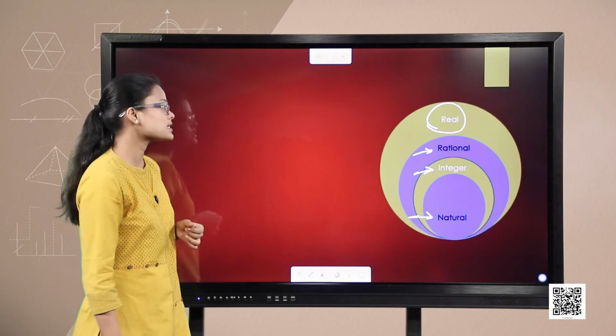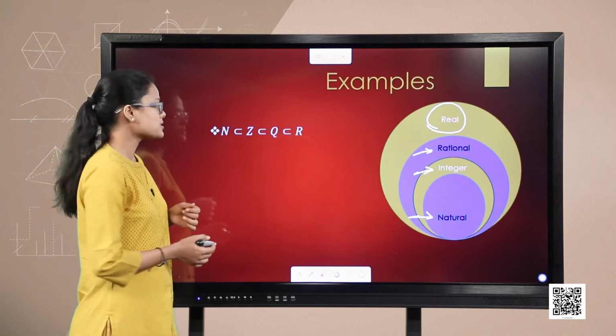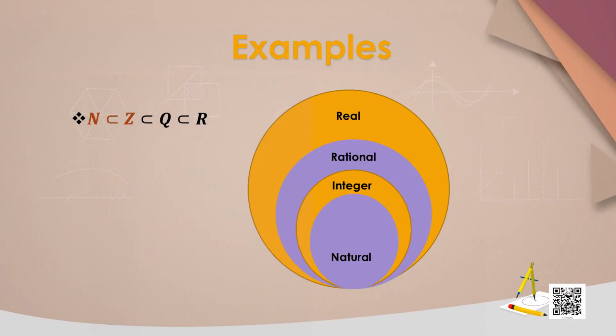What does this relation state? That the set of natural numbers is a subset of integers. The set of integers is a subset of the set of rationals. The set of rationals is a subset of the set of real numbers, and other relations as well.